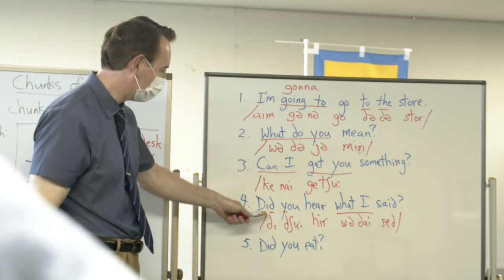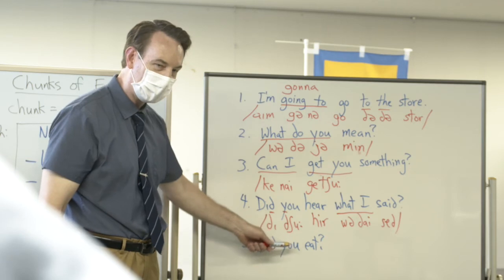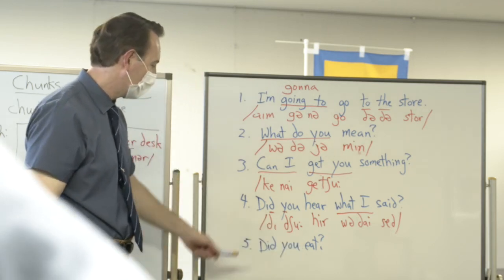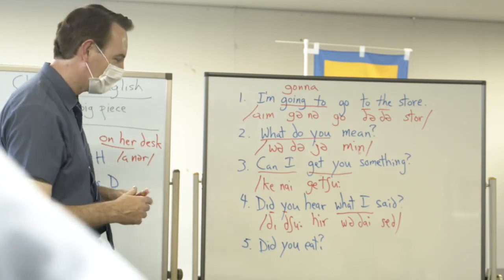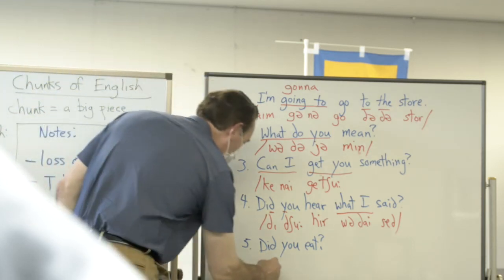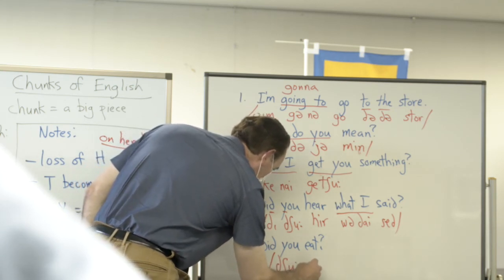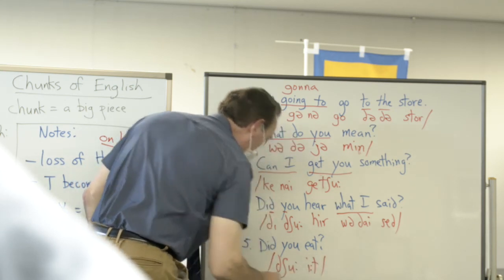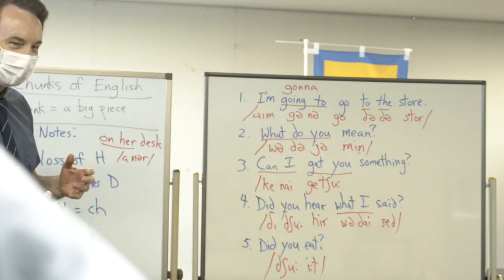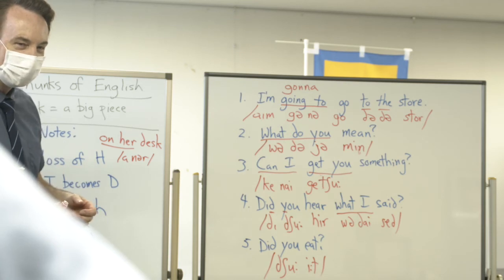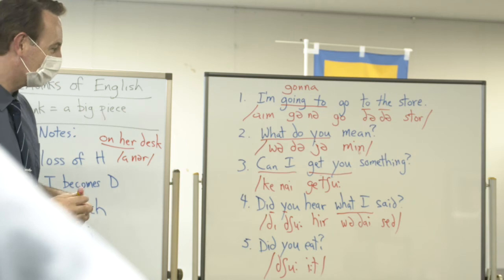One more. This is the same thing, but I wanted to show you that when we have this specific phrase with eat, did you becomes even shorter. It becomes ju. Ju eat. Did you eat becomes ju eat. Ju eat. Very good.